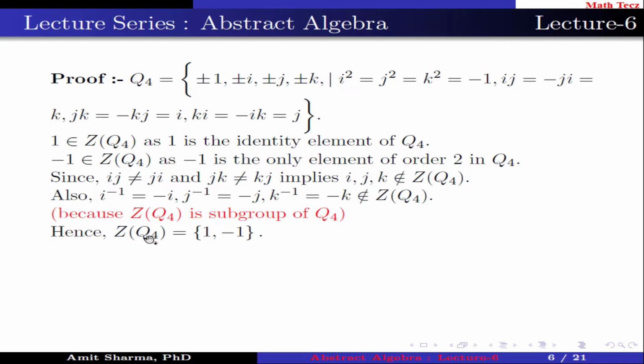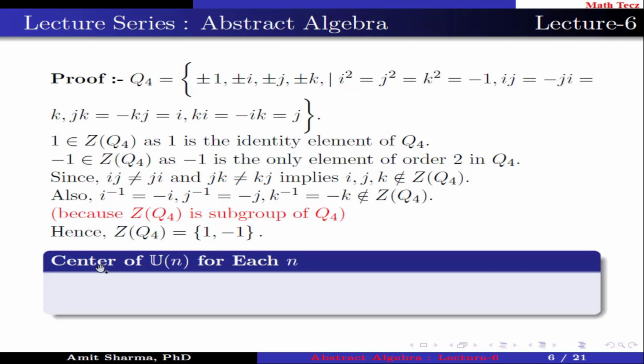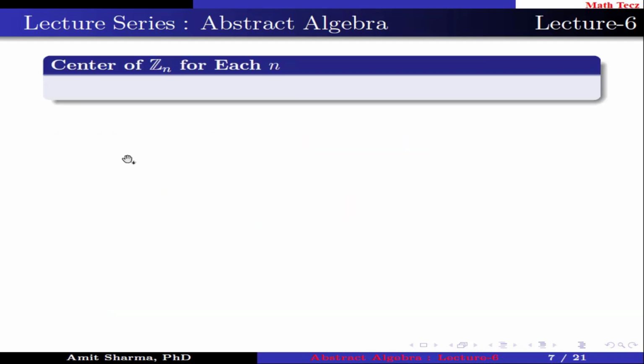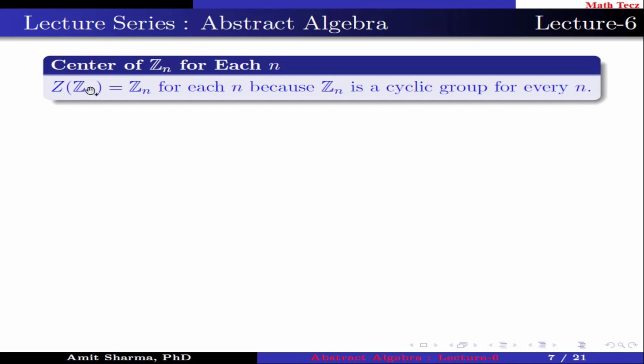Hence, the center of Q4 contains the elements 1 and minus 1. Next is the center of Un for each n. The center of Un is equal to Un for each n, because Un is an abelian group for every n. Next is the center of Zn for each n. The center of Zn is equal to Zn for each n, because Zn is a cyclic group for every n.